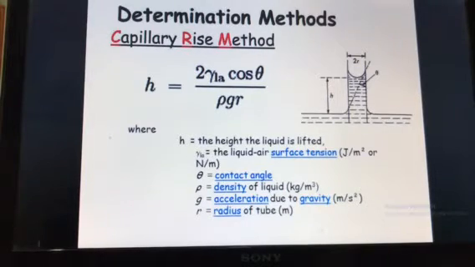As in the previous lecture we discussed, if this angle phi is less than 90 degrees, then the liquid will wet the surface, meaning water will wet the glass surface. If phi is greater than 90 degrees, then the liquid doesn't wet the surface, meaning mercury in this case will not wet the surface. So in this case you will get capillary depression, and in case of water, if phi is less than 90 degrees, you will get capillary rise.